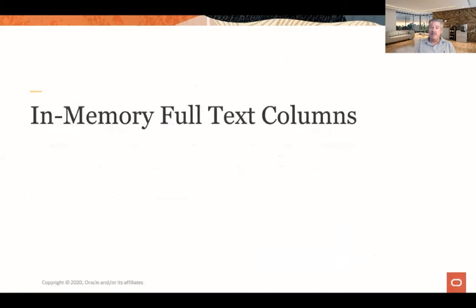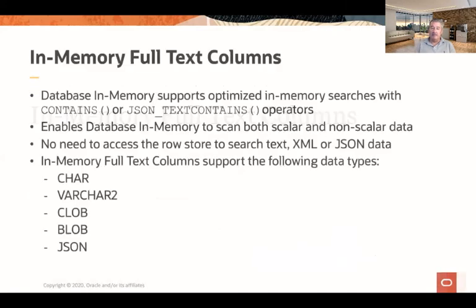So now let's move on to in-memory full-text columns. In-memory full-text columns allow you to use the contains or JSON text contains operators on in-memory text columns, or text-based columns populated in the column store. So we support character, varchar2, clob, blob, and JSON data in the column store for in-memory full-text columns. So rather than having to create a text index separately in the database, we can populate this, or create this, in the column store when you've populated your table in the in-memory column store.